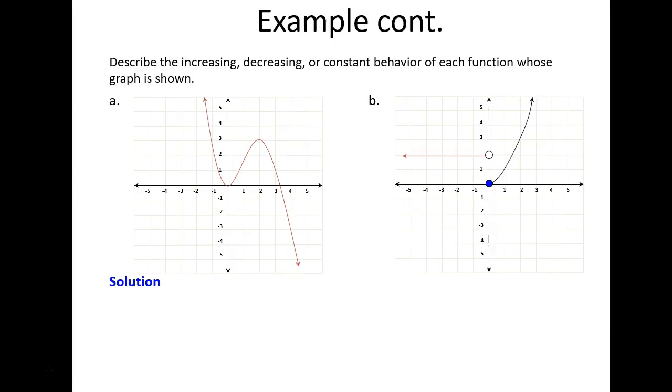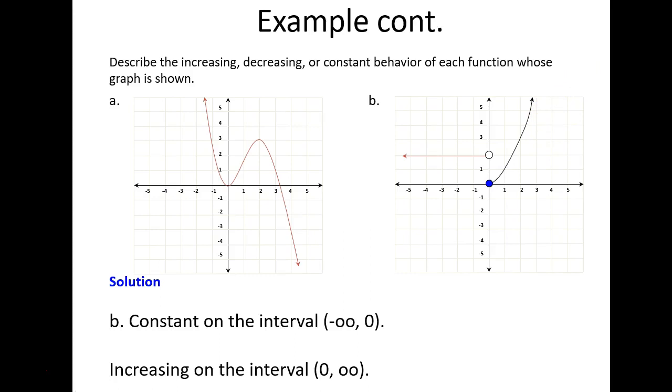So it starts off constant, so the interval we'd say for constant is from negative infinity up to, where does the behavior change? Where x is 0. And then it switches to increasing from 0 to positive infinity. So here that is in interval notation. So constant from negative infinity to 0, and then pick up where the last interval left off and say it's increasing from 0 to infinity.